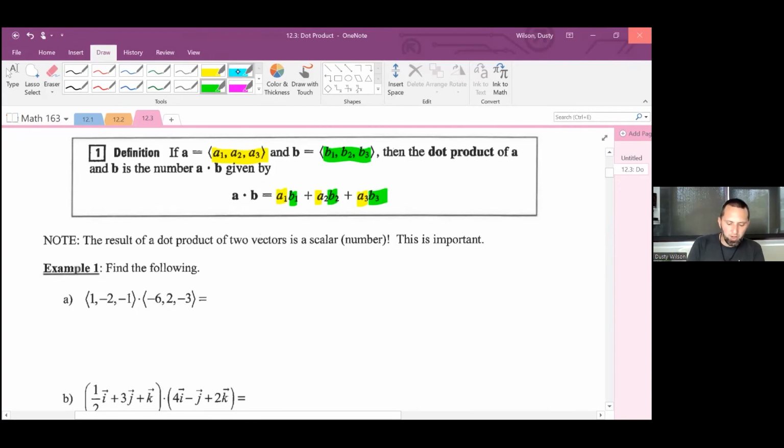An important note here: the result of the dot product is a scalar, it's a number. And so every time you're working with dot products, you better end with a number at the back end. That's one of those things we get to remember.